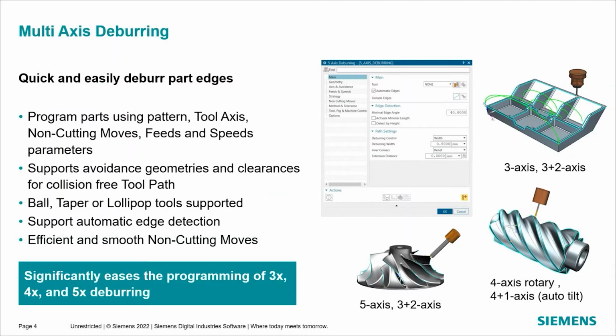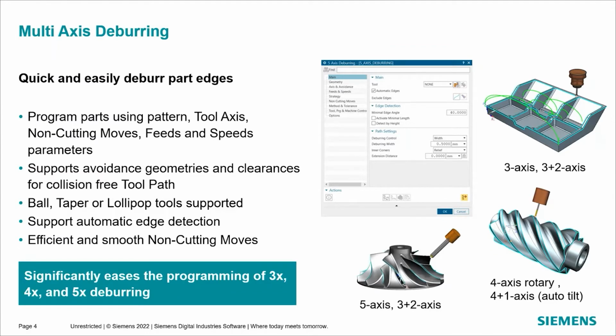So jumping right in, the first thing I want to talk about is multi-axis deburring. We also have planar deburring, but right now we're going to talk about multi-axis. The multi-axis deburring will let you do 5-axis, 4-axis with rotary, and 4+1 rotary auto tilt. It'll do 3-axis and 3+2 axis deburring operations.